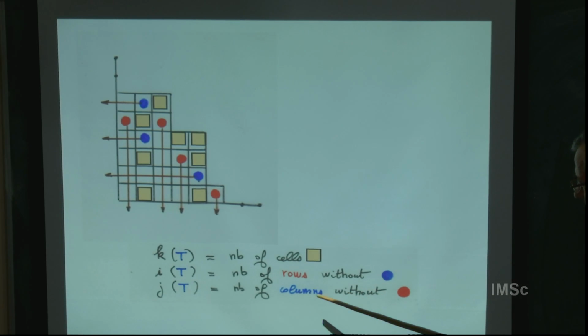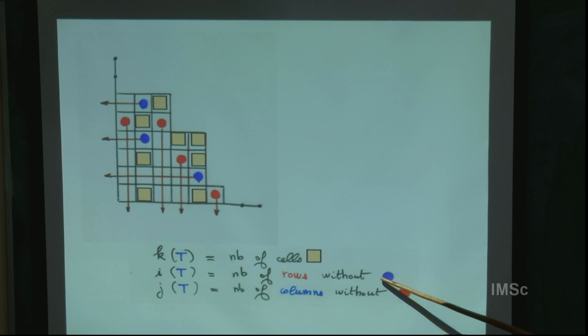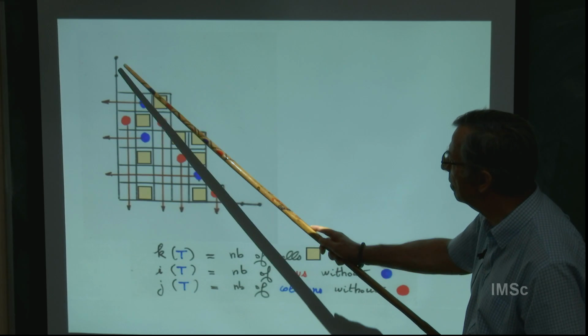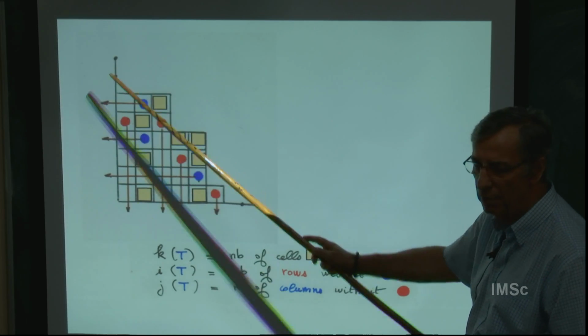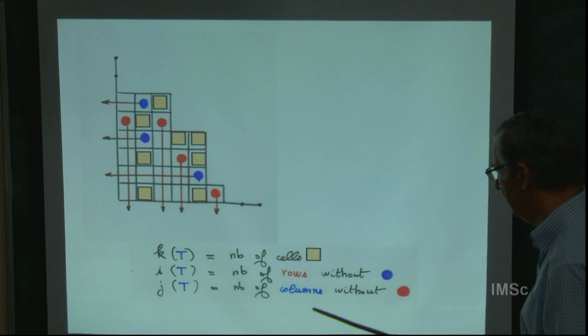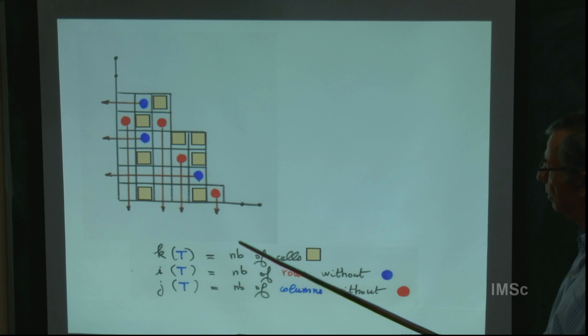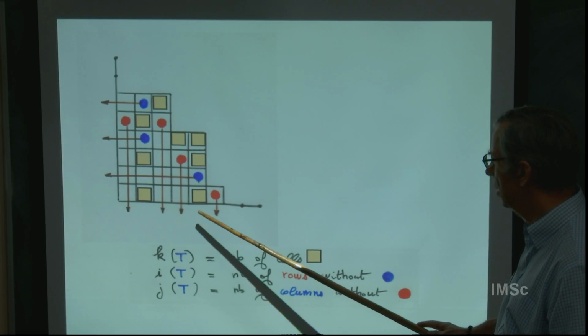Now we have two other indices, I of t and j of t. I of t is the number of rows without a blue cell. So I of t, see, is this, this, and this. 1, 2, 3, 4, 5. So it's 5 rows without a blue cell. And j of t is the number of columns without a red cell. So there is 1, 2, 3.